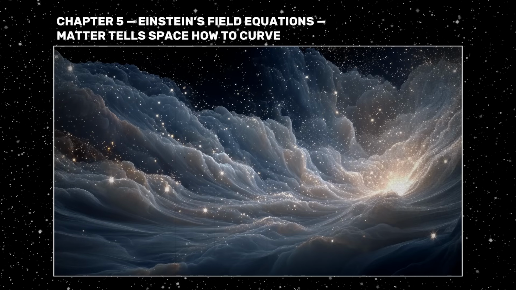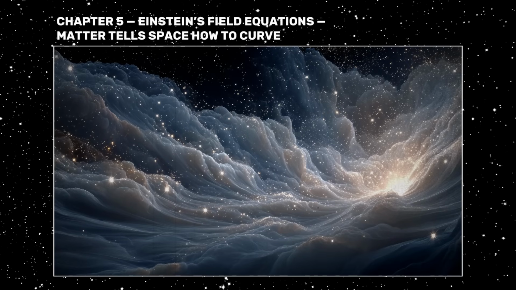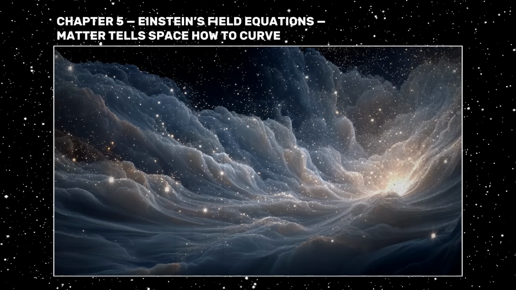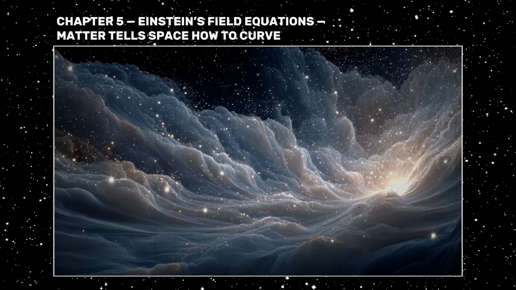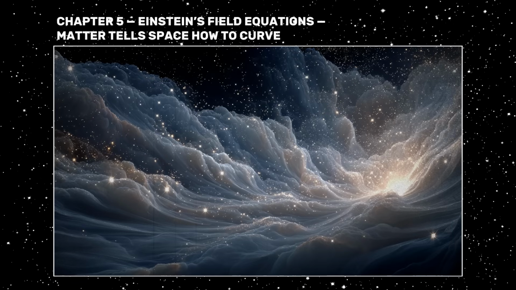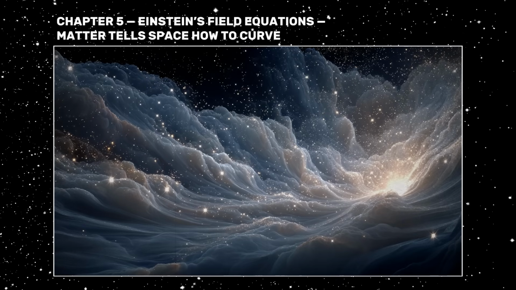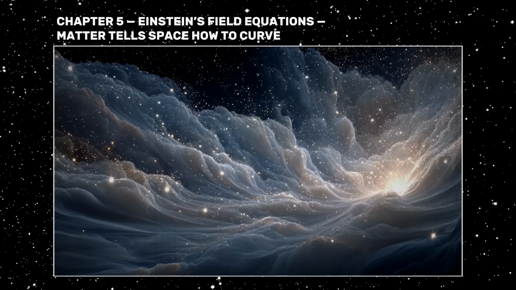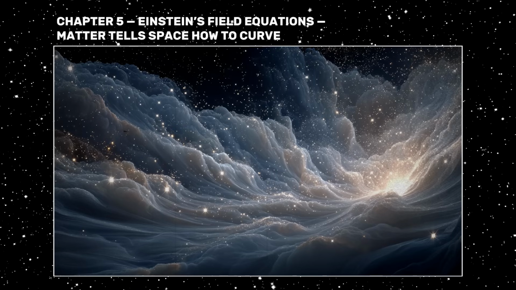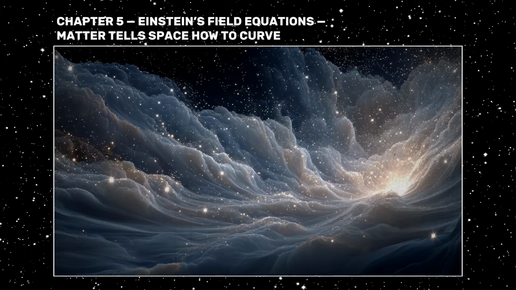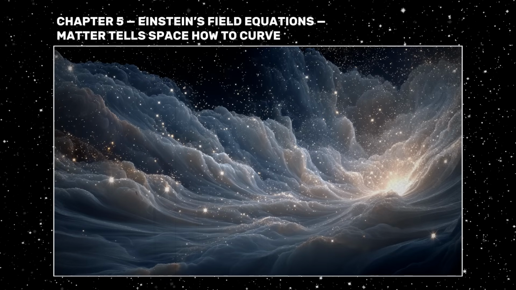Other solutions soon followed. The Friedmann-Lemaitre models, developed in the 1920s, showed that Einstein's equations naturally allowed for an expanding or contracting universe, a discovery that revolutionized cosmology. Instead of being eternal and static, the universe was dynamic, its fabric stretching over time. Observational evidence, beginning with Edwin Hubble's discovery of galactic redshifts, confirmed this prediction, establishing the expanding universe as one of the most important consequences of Einstein's theory.